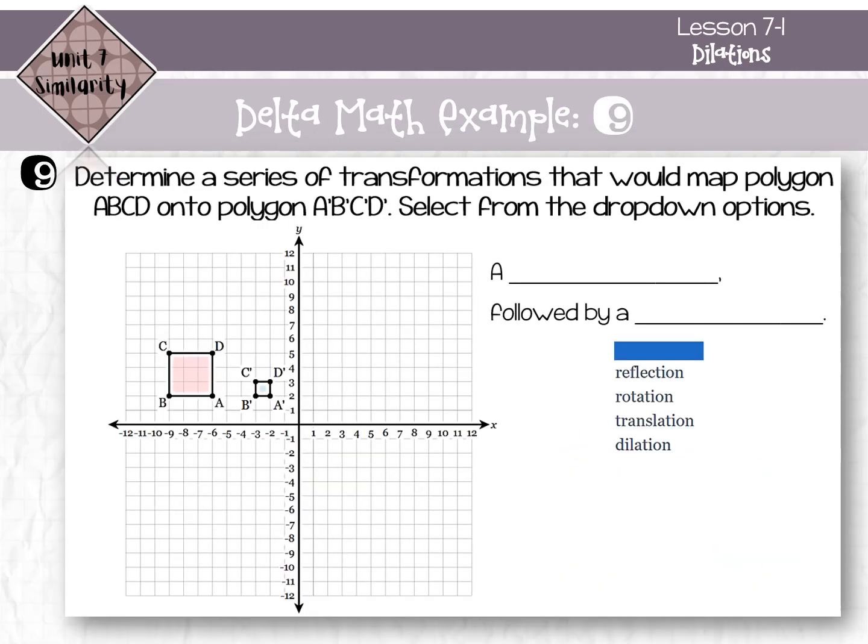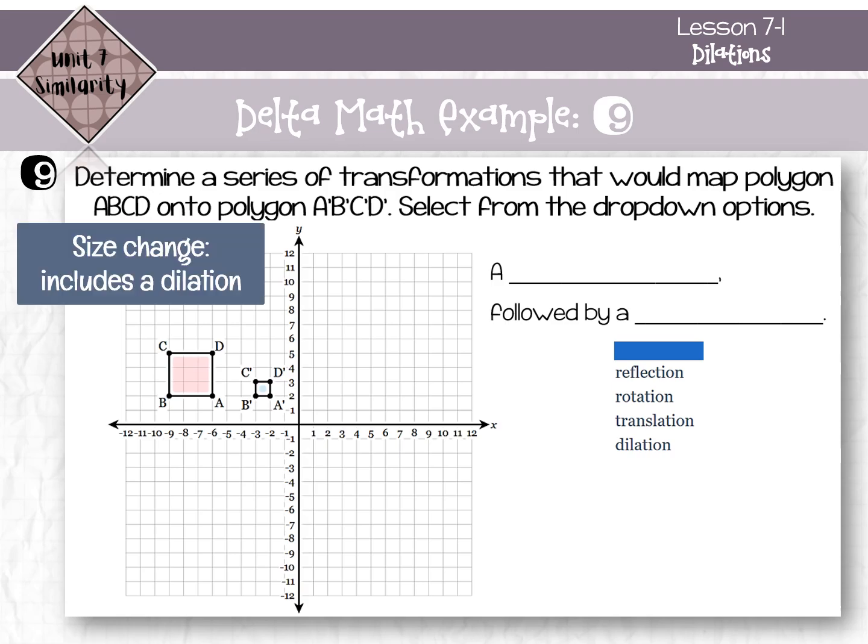Number 9. Determine a series of transformations that would map polygon ABCD onto polygon A prime, B prime, C prime, D prime. Select from the drop-down boxes. Delta Math example again. So there is a size change. So somewhere is going to be a dilation.